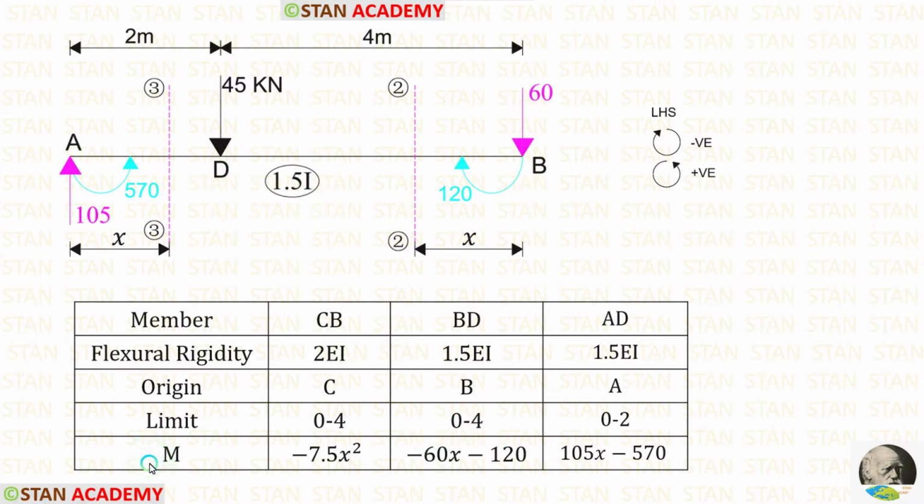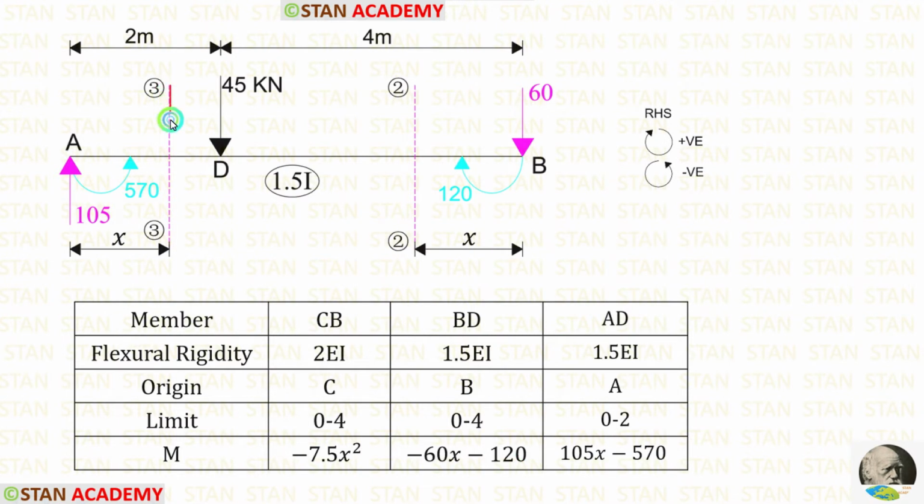Now let us find the moment. Up to the section, we have the load 60 and the moment 120. The load is acting in the clockwise direction, so it will be negative and the distance is x, so minus 60x. The moment is acting in the clockwise direction, so it is also negative.